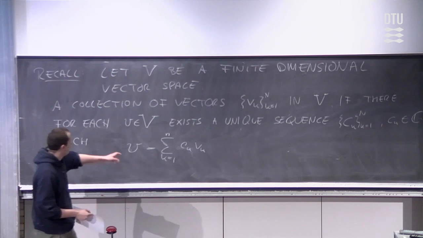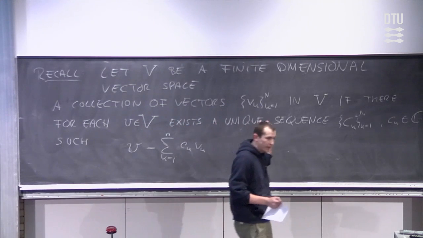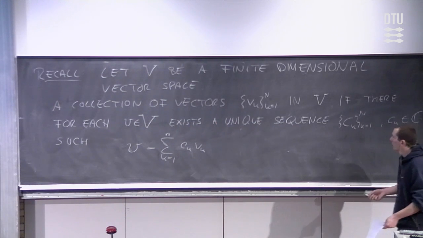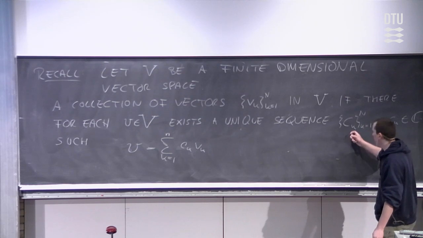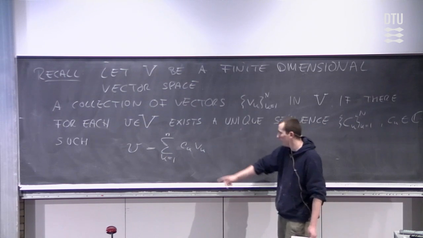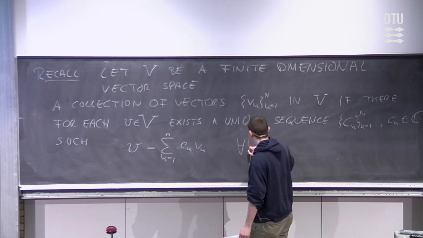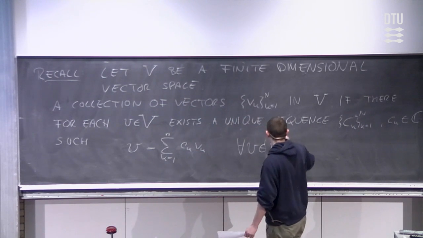So if this is satisfied, if there is a sequence v_k in a finite dimensional vector space, and there's a unique sequence of coefficients for that, so that no matter which v we take, then we can write this in this way, and this should hold for all v in our space V.